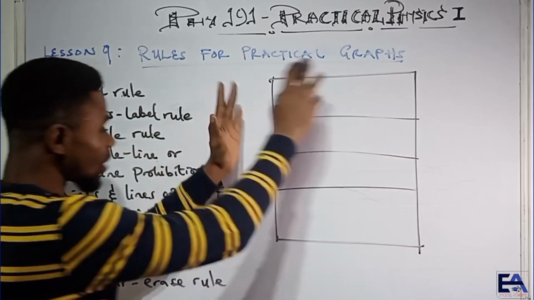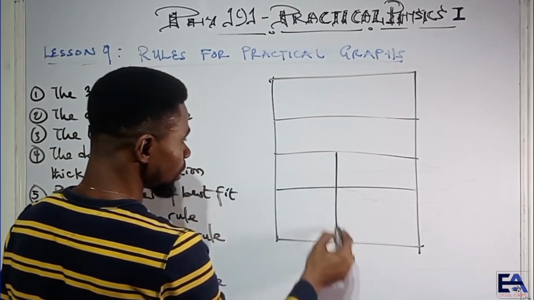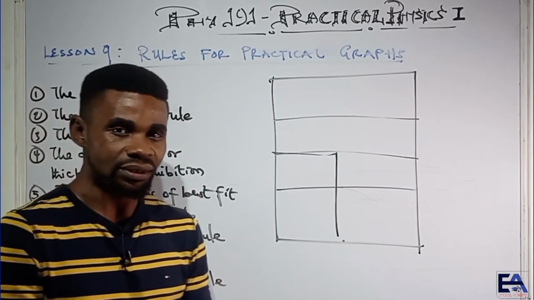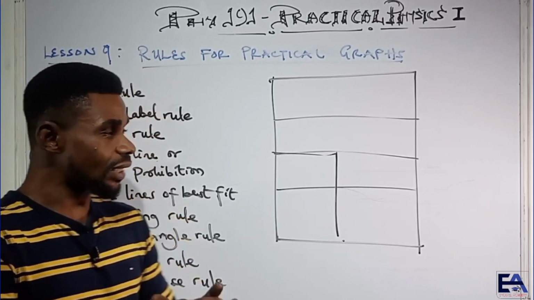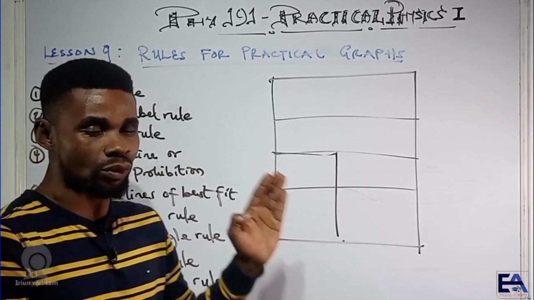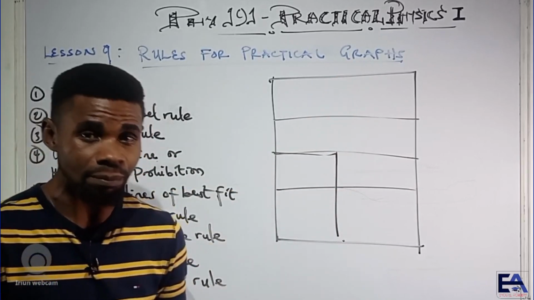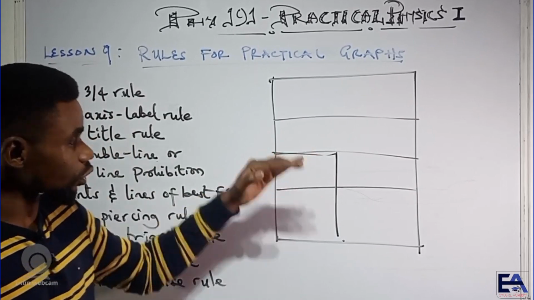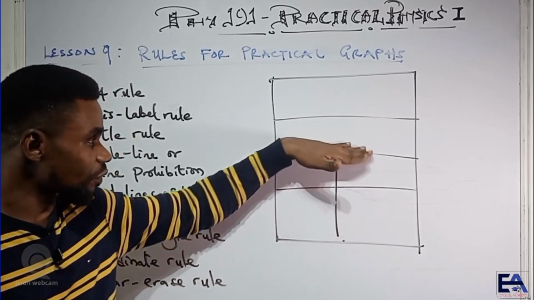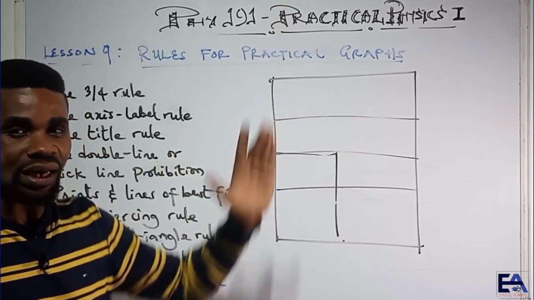it should cover at least 3/4 of your entire graph book. Some people will have their graph book like this, and then the graph they draw will just be very tiny, maybe from here to here. It is not allowed. You look for a suitable scale that will enable your graph to cover at least 3/4 of the graph book. If it covers the full length of the graph book, no problem. But your graph must not be small. Half of the graph book is not tolerated, 1/4 is not tolerated. The minimum is 3/4 and above.